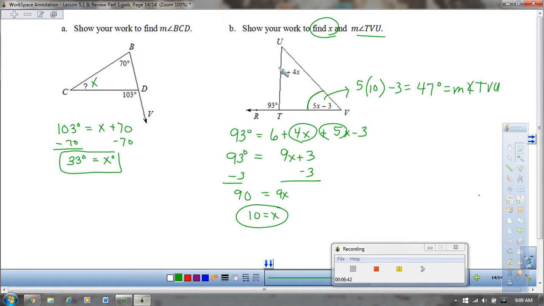Just to be sure, I'm going to check the other one. 4 times 10 is 40, plus 6 gives me 46 degrees. And if I check them by summing both of them together, 46 and 47 equals 93 degrees, which is what angle RTU equals, so we know that we have the correct answer and we're done.